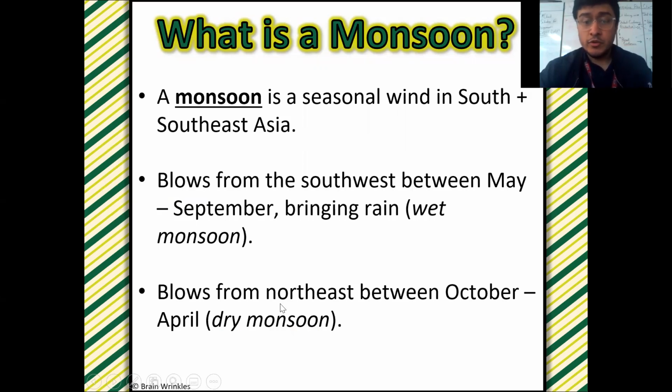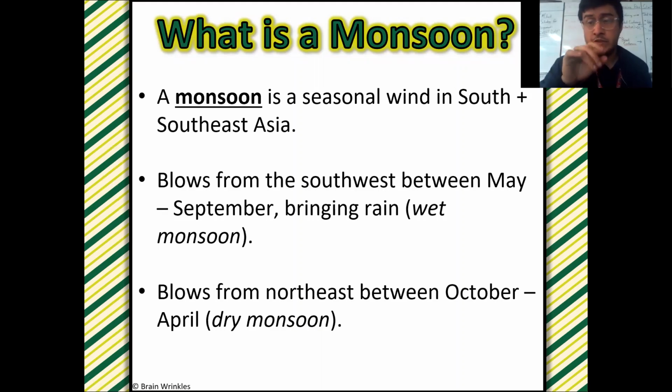There's also another monsoon known as a dry monsoon that blows in from the northeast between October through April. Again, this is specifically for South and Southeast Asia. So anytime you see the word monsoon, you should know that it is a seasonal wind that tends to bring rain during the wet monsoon months in South and Southeast Asia. In the other months, it's going to be the dry monsoon from the northeast.